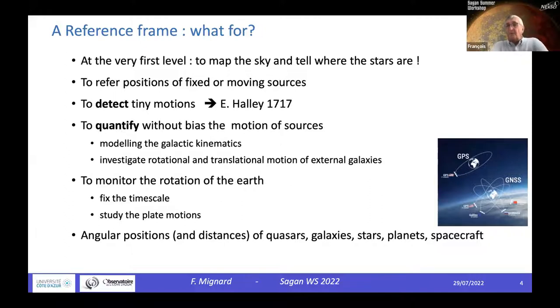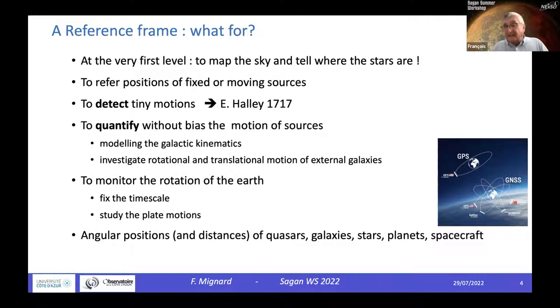But it is more important than just helping pointing at objects and telling where they are. We need a reference frame to refer moving objects. So everything which is moving in the solar system or outside the solar system, you can see the motion essentially on the plane of the sky only if you have a good reference frame to compare positions at different epochs. And different epochs could be a large number of years. It's not only a matter of months or days. It could be 10 years, it could be 100 years if you use old plates, for example. For that, you need a reference frame.